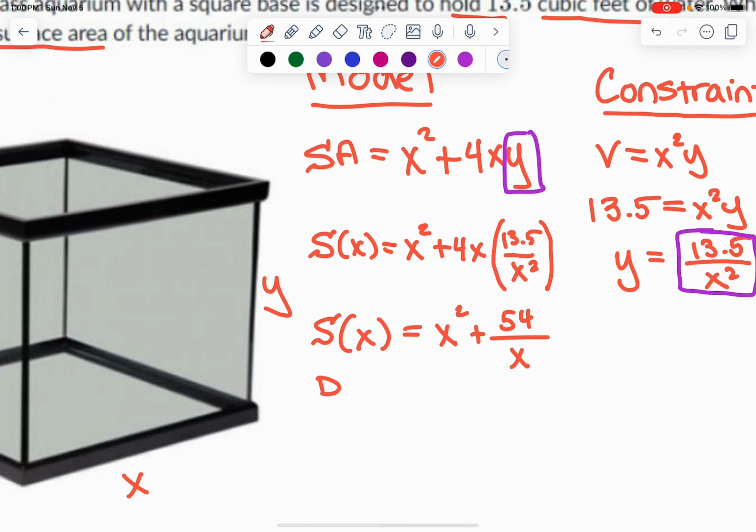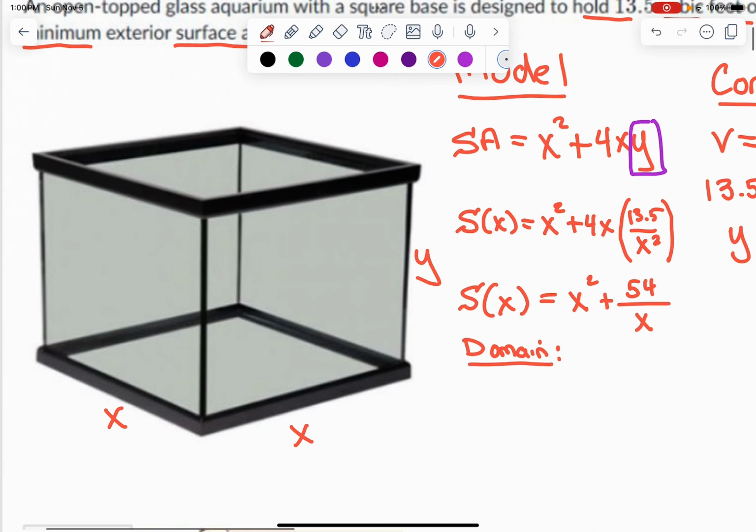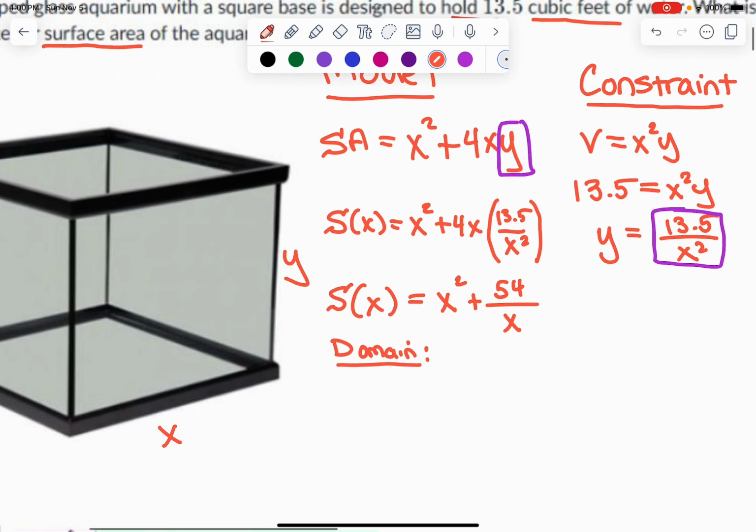We might note the domain here, because that could help us limit where to find critical points when it comes to doing the calculus. Well, our x value has to be positive, right? We're not going to have a negative side of a square base. And other than that, I don't think there's any upper constraint, because in theory, you could make this aquarium have a really wide base and then a tiny height and still have the volume required. So I really think the only domain is that x is positive.